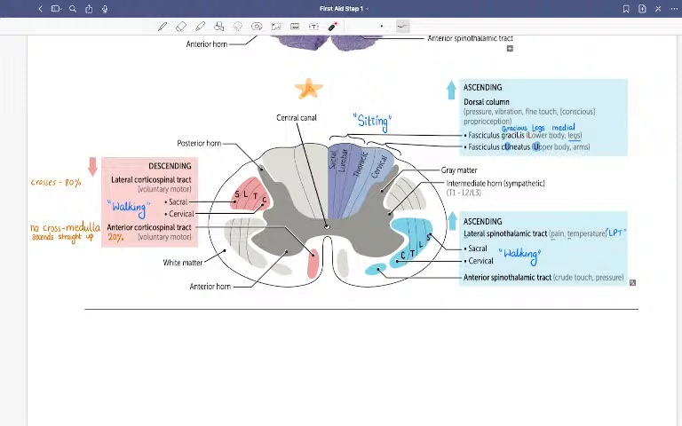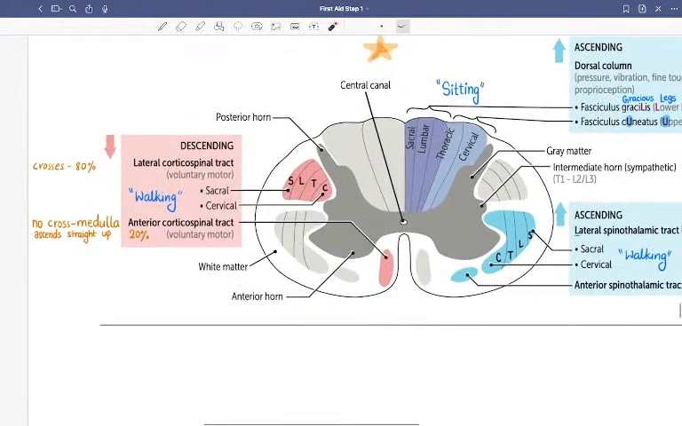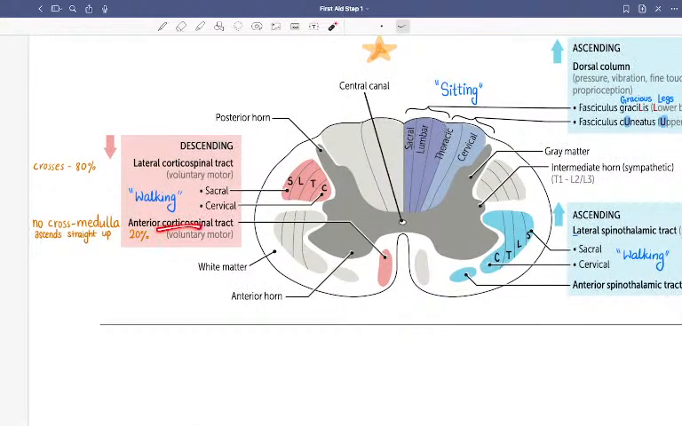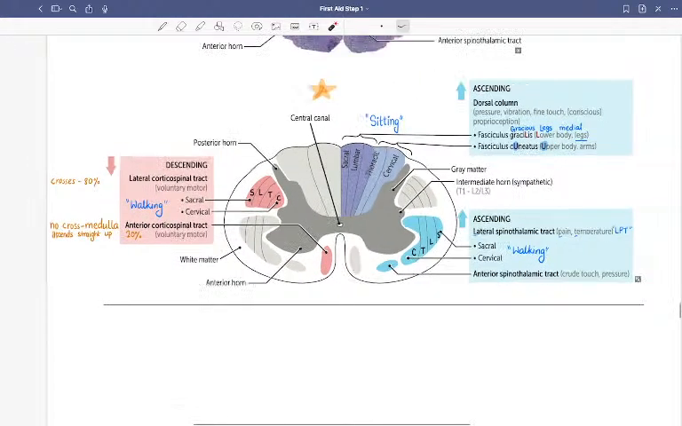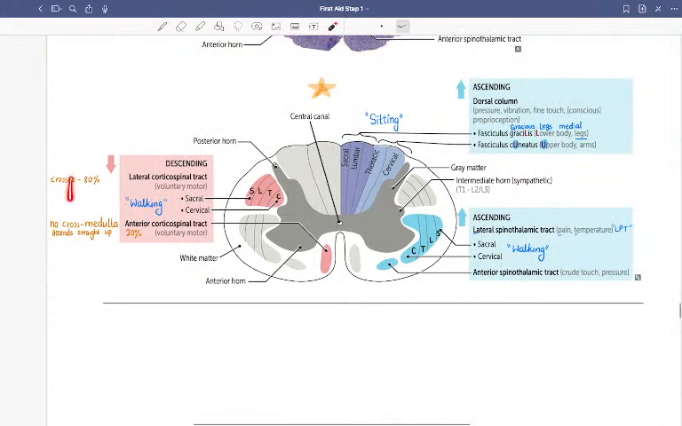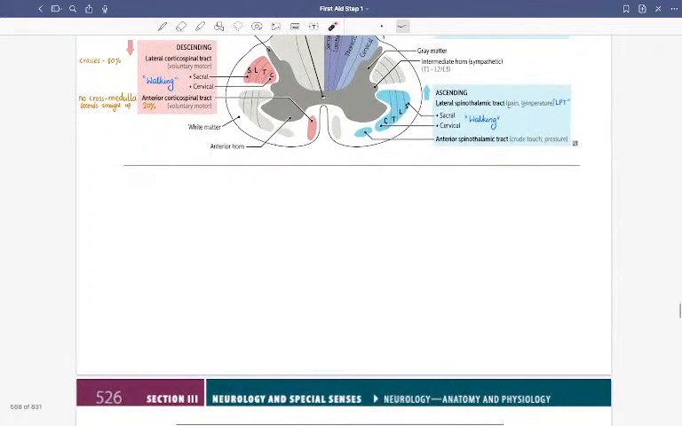Descending, this is your descending lateral corticospinal tract. This is also sacral lateral. See, whatever is there in front, it is all sacral lateral. Everything lateral has sacral lateral. And another is the anterior corticospinal tract. It goes straight into the medulla, and 20% does not cross and 80% crosses at the level of the medulla. So forget all that.